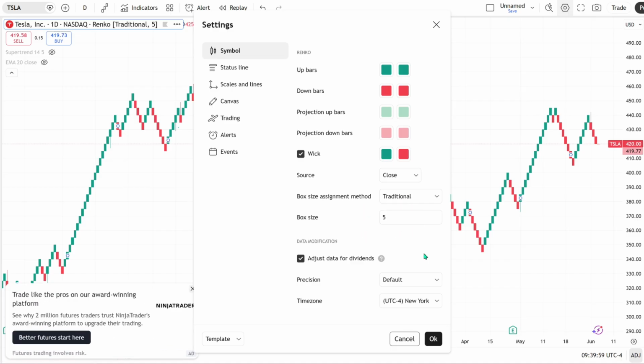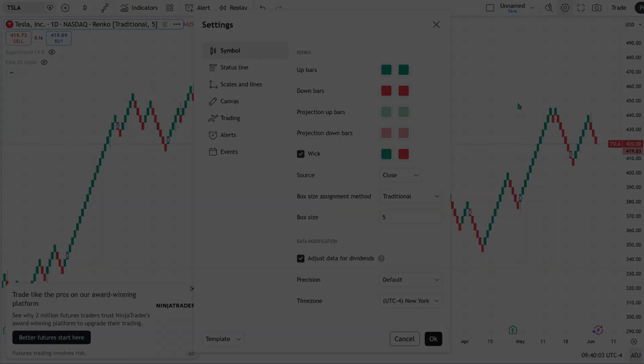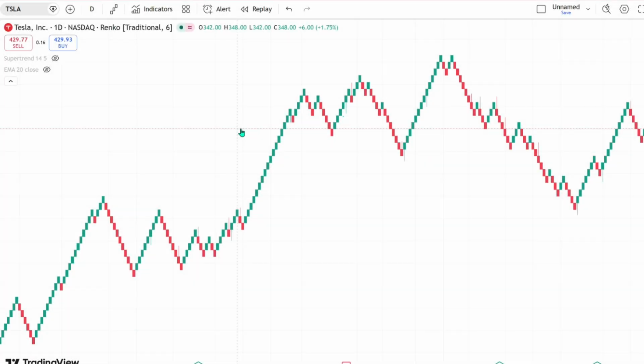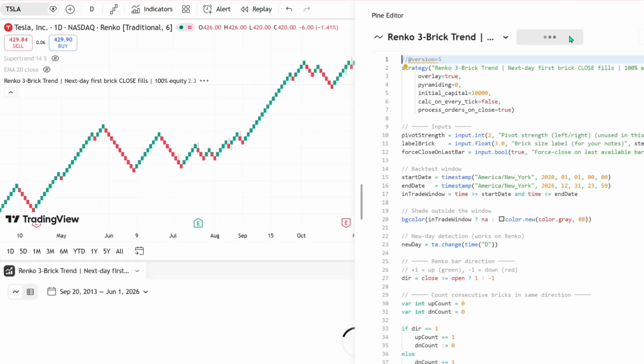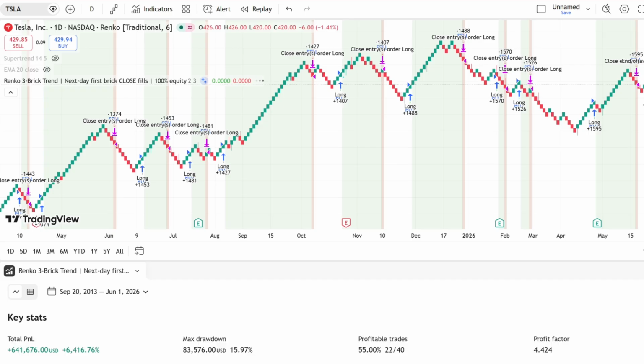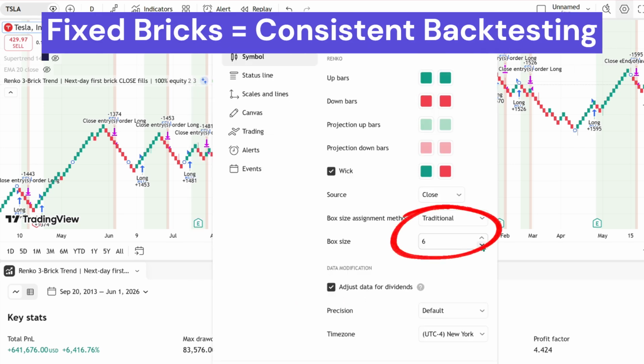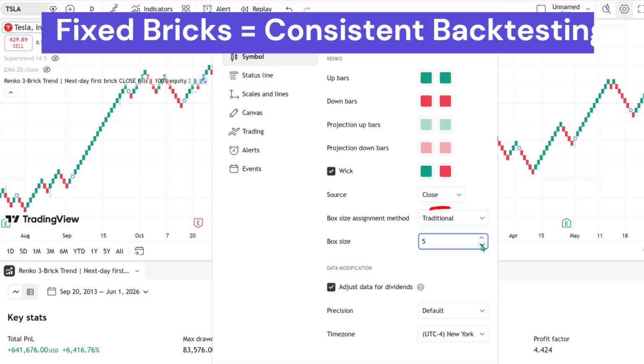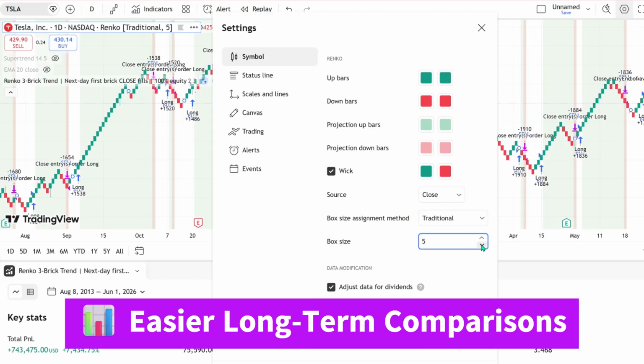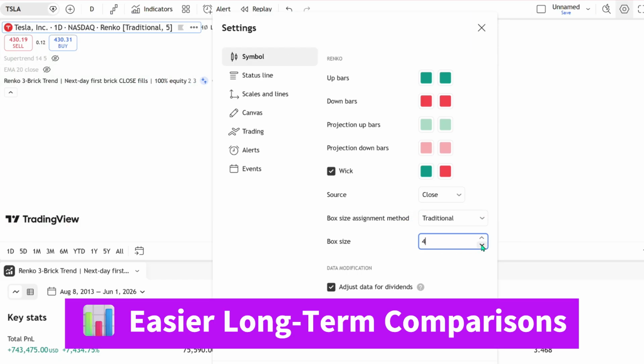Personally, I think both approaches have advantages. If I'm developing and backtesting a strategy, I often prefer fixed brick sizes because they are easier to compare over long periods of time. If I'm looking for something that automatically adapts to changing market conditions, ATR can be very useful. The important thing is understanding that neither approach is automatically better. They are simply different ways to calculate Renko brick size, and the best choice depends on what you're trying to accomplish.